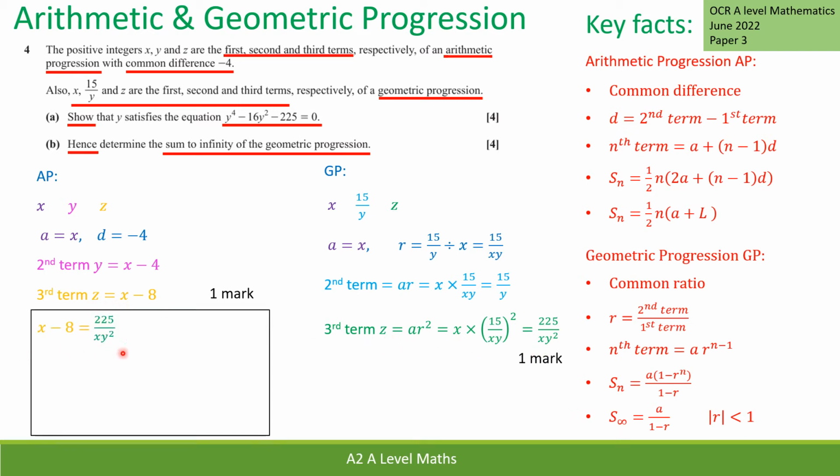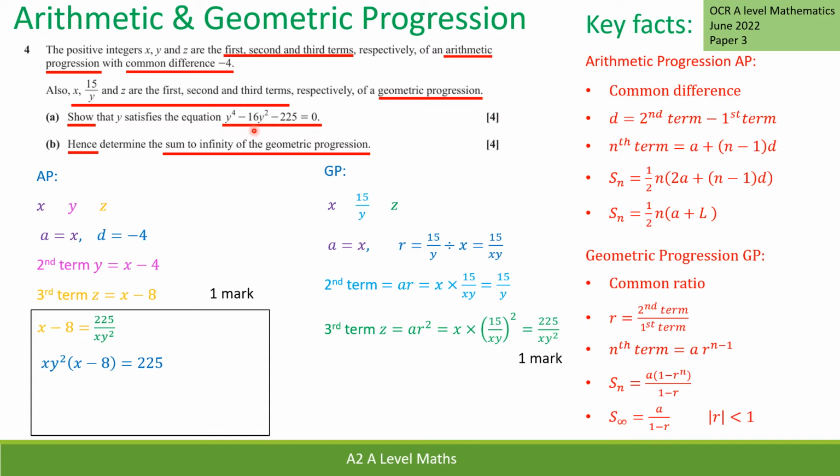So this is my next step. From here, we're going to solve this equation. So I'm going to multiply both sides by xy squared. Now from here, we look at what we're trying to get. You can see we've now got the 225. So if I take the 225 over to the other side, I've got this minus 225. So I've now got an equation in terms of x and y, and it's got that 225 in, which is what we're looking for in the answer. So this is looking a little bit more hopeful.